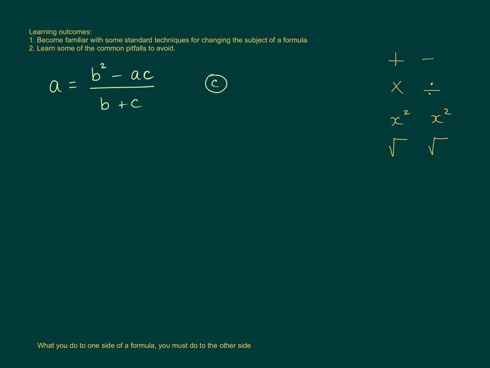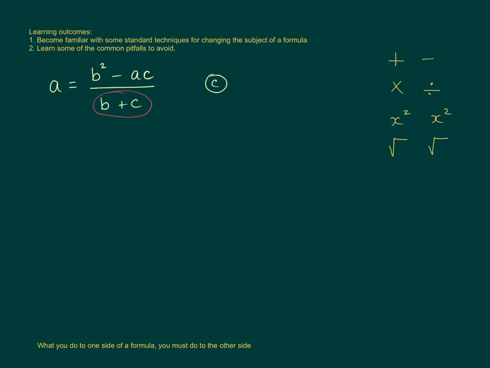So let's take this as a slightly more difficult example. In this case we want to isolate c. The normal principles apply. We want to get rid of fractions from both sides, so we multiply both sides by the lowest common multiple of all the denominators. Now in this case there's only one denominator, it's b plus c. So we multiply both sides by b plus c.